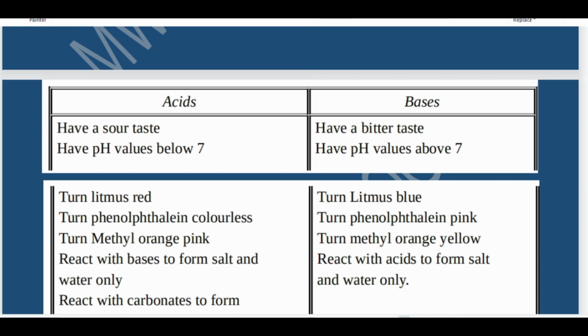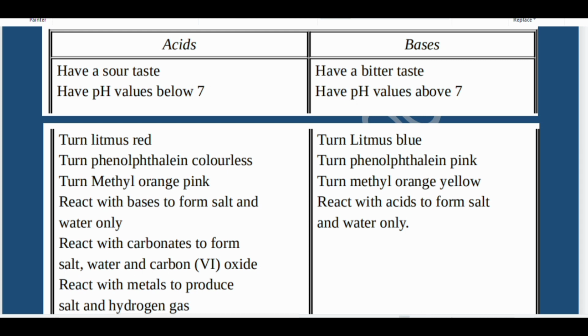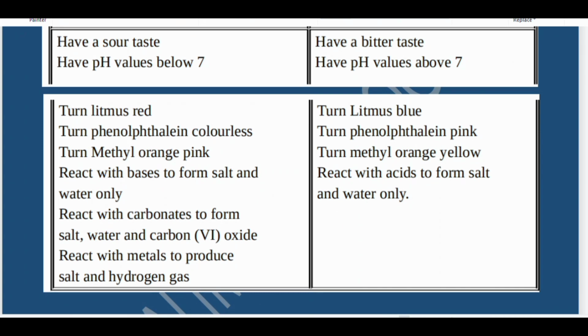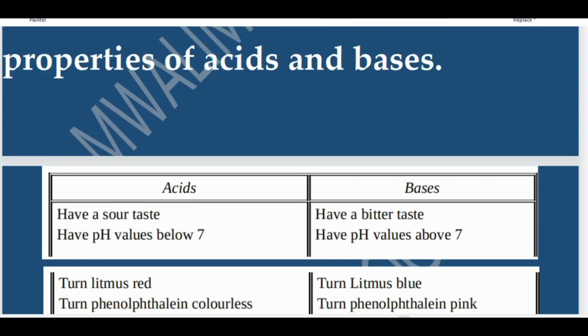Then they turn litmus red, whether the solution or the blue litmus paper. They turn phenolphthalein indicator colorless, and turn methyl orange indicator pink. They react with bases to form salt and water only. They react with carbonates to form salt, water, and carbon dioxide, and react with metals to produce a salt and hydrogen gas. So those are some of the properties of acids.